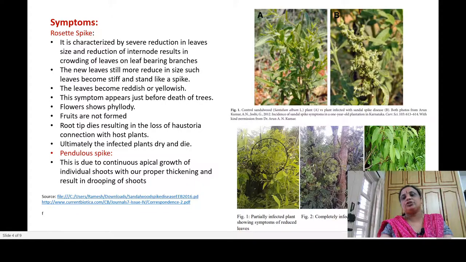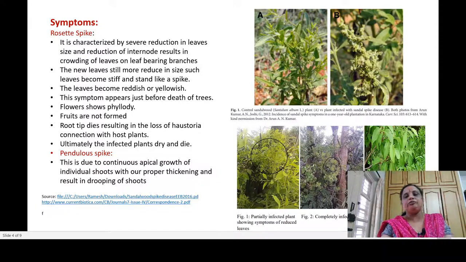And the flowers show phyllody. What is the meaning of phyllody? Usually flowers will be of attractive color, with sepals, petals and all. You may see flowers showing attractive color. Whereas if the plant or tree that produces the flower has been infected, it shows phyllody. The meaning of phyllody is that the flowers become leaf-like, and also the fruits are not formed, and the root tip dries, resulting in the loss of the haustorial connection with the host.